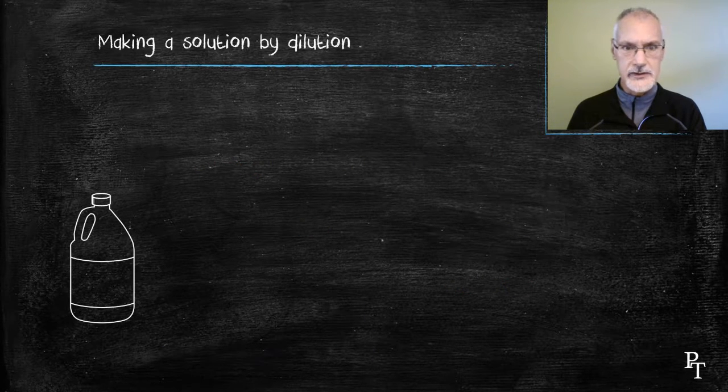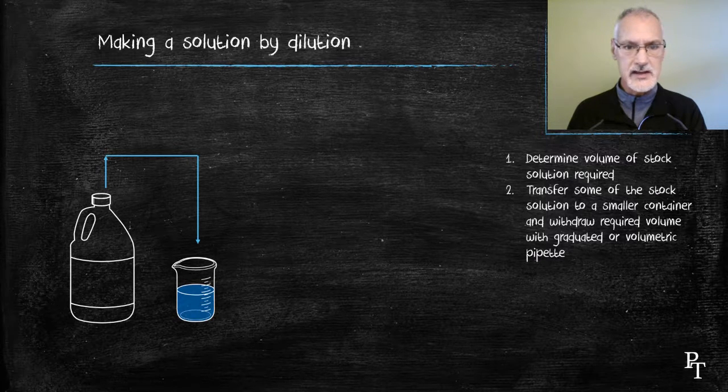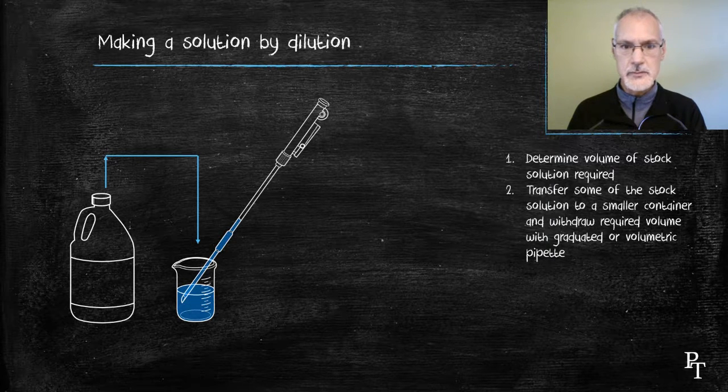Now, let's take a look at what this looks like also. You begin, as I say, with your stock solution. You carry out your calculation to determine the volume of stock solution that you need. So you transfer a bit of that stock solution to a beaker just to make it a little bit easier to obtain. And then you use a device, either a graduated pipette or a volumetric pipette, and withdraw the exact amount of solution that you need.